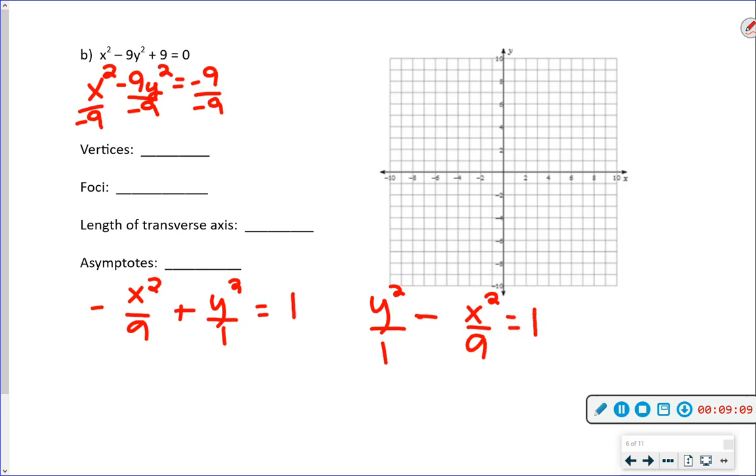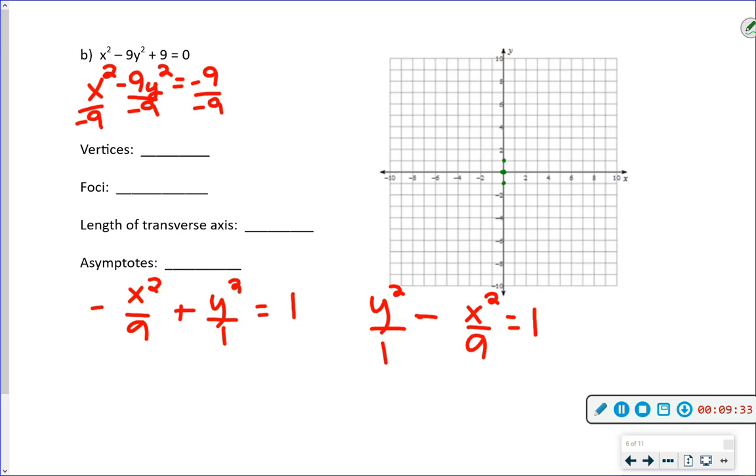So now I'm in my standard form. A little bit of manipulation: subtraction should always be in the middle. It's important. Y is first, so now this one's going to open vertical, up and down. Okay, so I'm going to start marking it out just like we did the last one, just like you start an ellipse. 1 is under y. Square root of 1 is 1, under y, up and down 1 from your center of 0, 0.